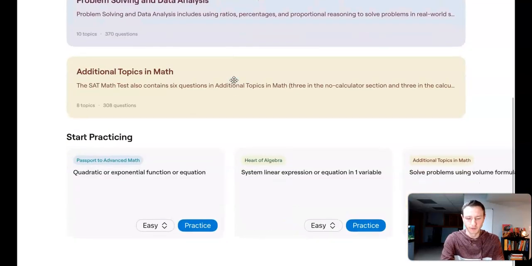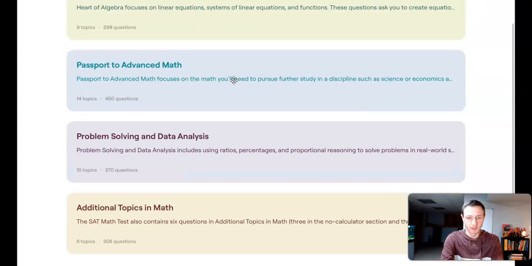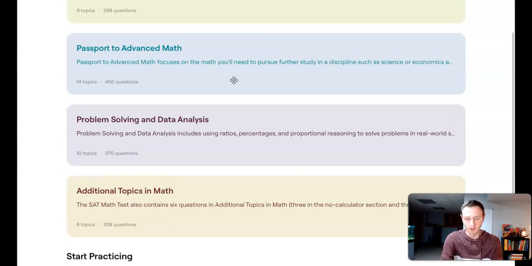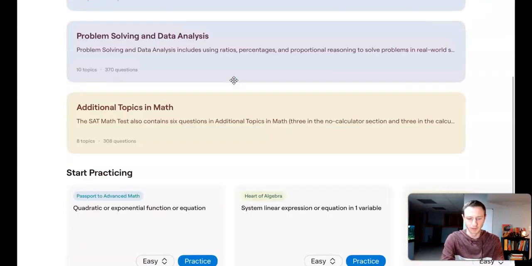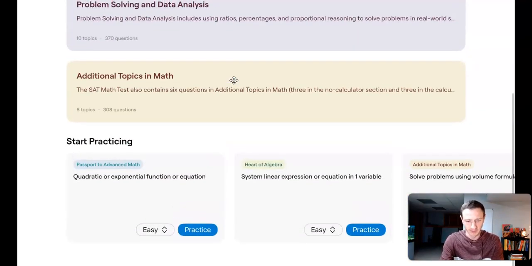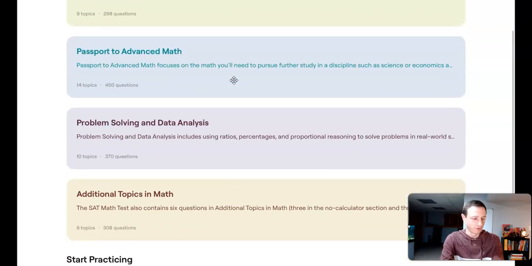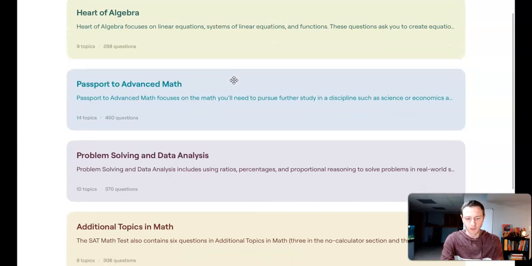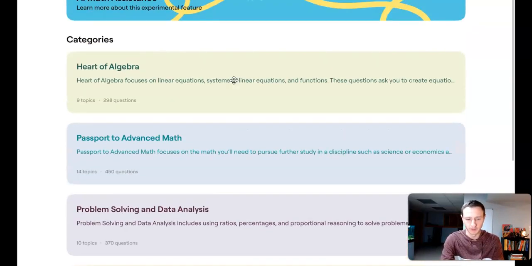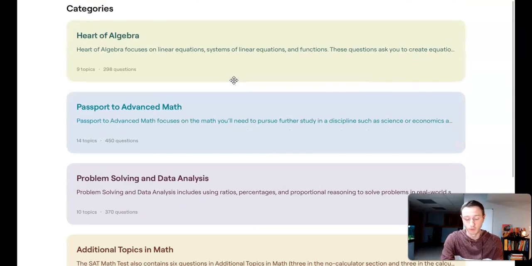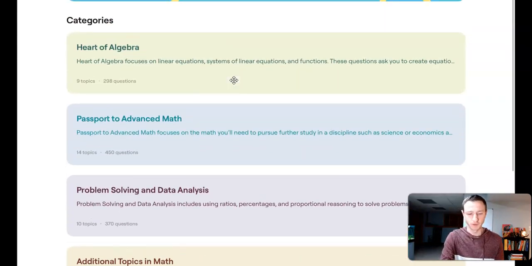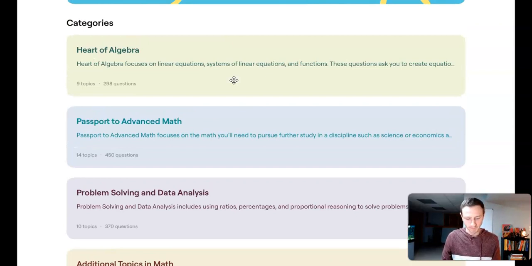So what I figured I'd do is I would just do 2 easy, 2 medium, and 2 hard. And I wanted it to be random. I couldn't find any really random option. There's a start practicing, but it doesn't need a certain topic. So I just used the random number generator. I listed the categories 1 through 4, and then I pulled a number 1 through 4 using a random number generator. And then within that category, if it was Heart of Algebra, I picked 1 through 9, Passport to Advanced Math 1 through 14. So I pulled 6 problems, 2 easy, 2 medium, 2 hard. So let's just jump into it.